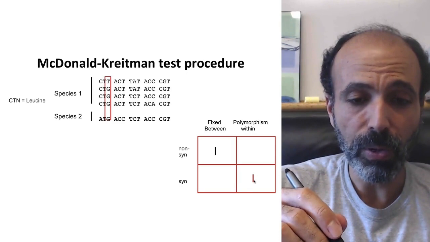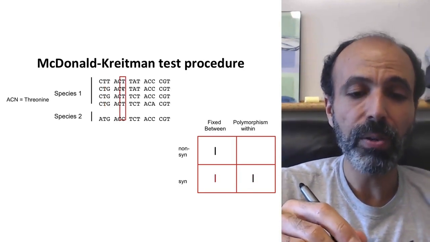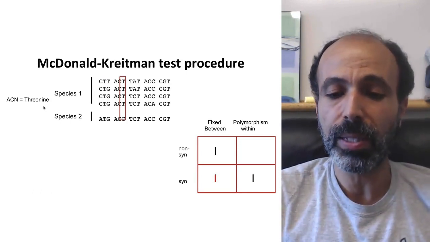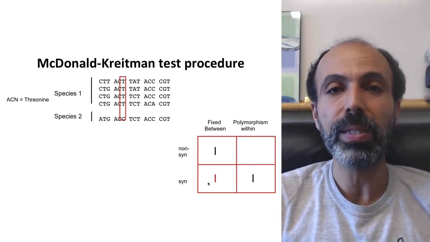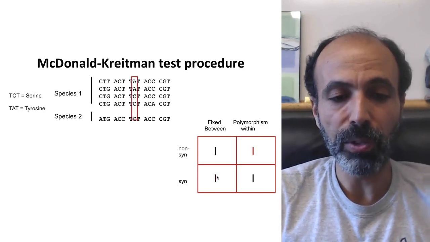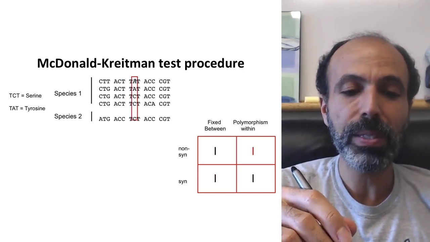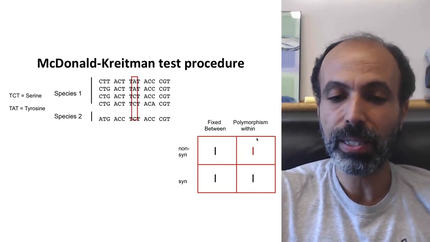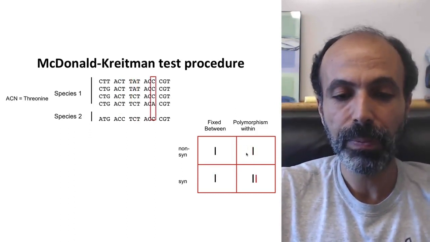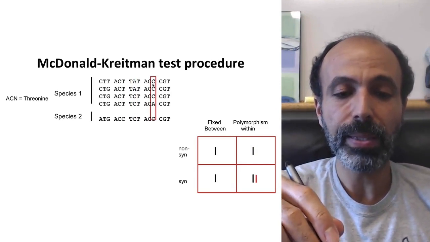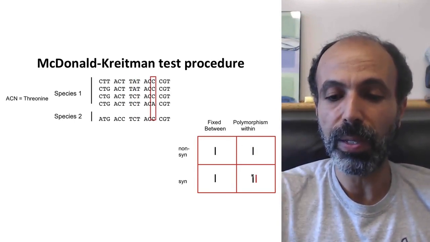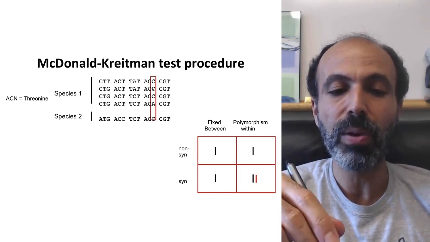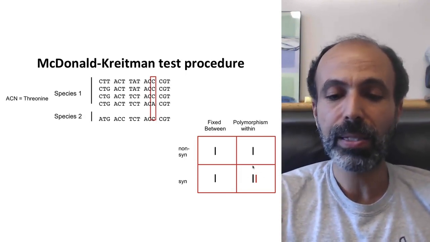So let's jump now over a little bit. This one right here is a difference between species, but again, ACN, anything, is threonine, so this is a synonymous but between species difference. Jump over a little bit. This is a within species difference, but second position. Second position is always non-synonymous, so this would be non-synonymous within. And the last one is over here, ACC or ACA, they're both threonine, so this would be another polymorphic within species, because the variation is just in species 1. Species 2 has one of the ones from species 1, and it is synonymous.